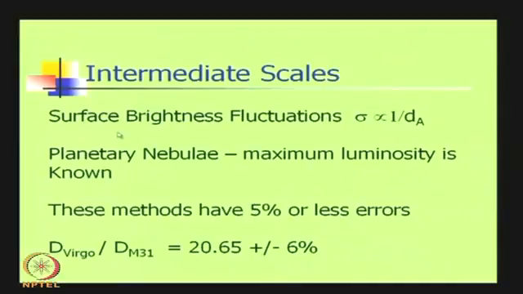You cannot use this method very far away because the galaxy becomes too small. The second method is that you can use planetary nebula. We have learned what planetary nebula are. This planetary nebula is a stage in the evolution of a star where the outer shell becomes extremely large.